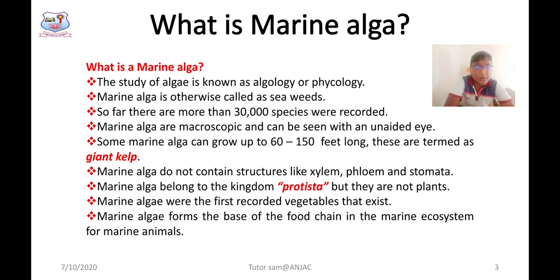So far, there are more than 30,000 species were recorded. They are macroscopic in size and they can be seen with an unaided eye, right? See, for observing microscopic organism like bacteria, we need instruments like microscope. No such structures are required to visualize marine alga, right? They are macroscopic.